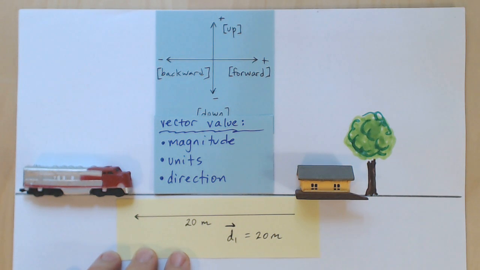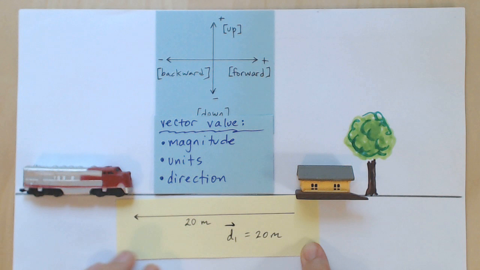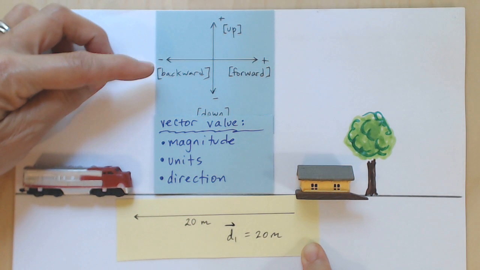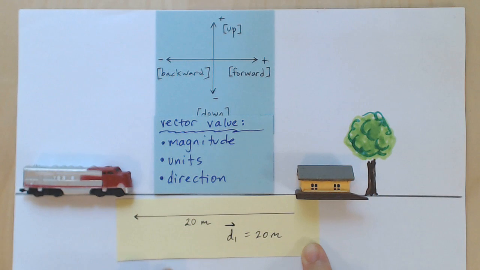So for example, if we were to say that the train is 20 meters from the station, just that, we've given a scalar value, and we might say that that's its distance. However, by indicating the direction, which comes from our axes that we use to define the directions, we've given the position vector and not just its scalar distance.